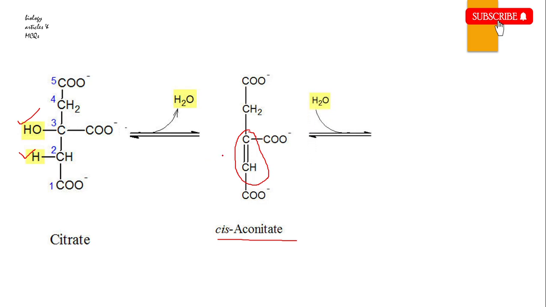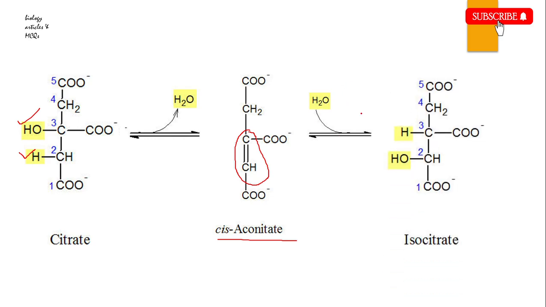Now again there is entrance of a water molecule, and now the hydrogen of the water molecule will attach to carbon number 3 and the hydroxyl of the water molecule will attach to carbon number 2, converting citrate into isocitrate molecule. This step is only the exchange of the hydrogen and hydroxyl between carbon number 2 and carbon number 3. So in the second step, citrate is converted into isocitrate.